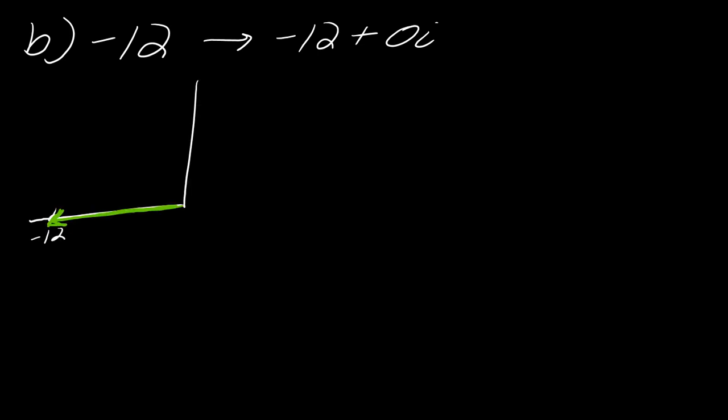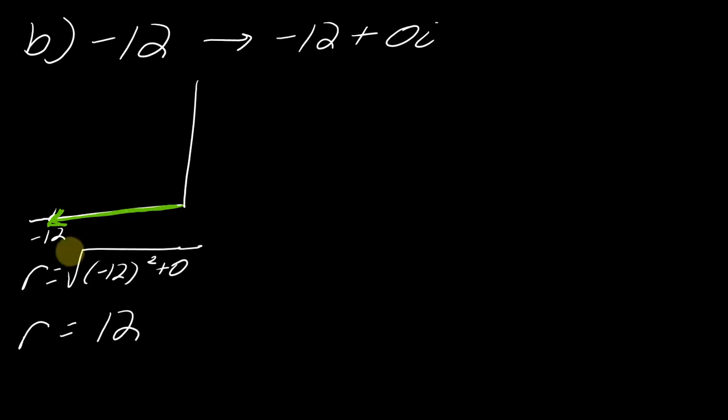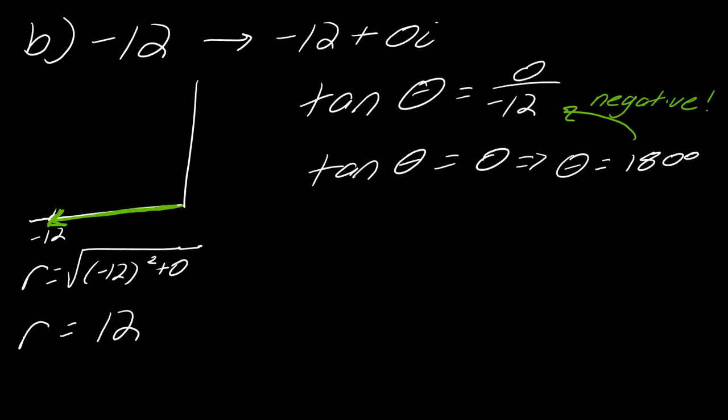Okay, so if I were to graph this, here would be the situation, right? Negative 12, there's my vector. So from this, I can see that the x value is negative 12, the y value is 0. So if I just plug this into my r formula, I get that r equals 12. And then for tangent of theta, I have 0 over negative 12, and so that would mean that tangent of theta is equal to 0. So my theta will be equal to 180 degrees.